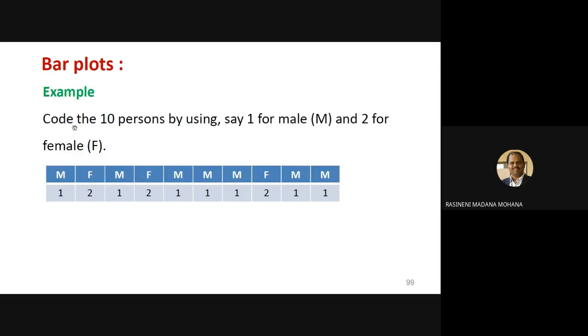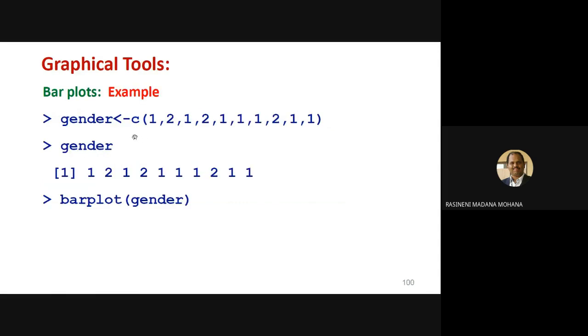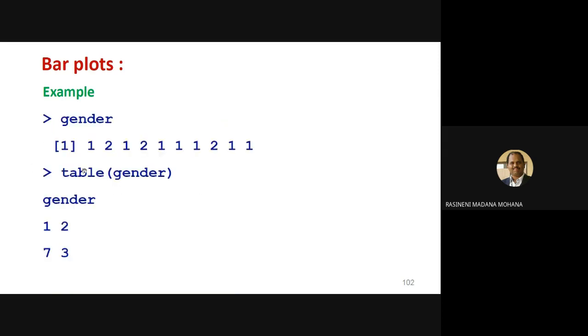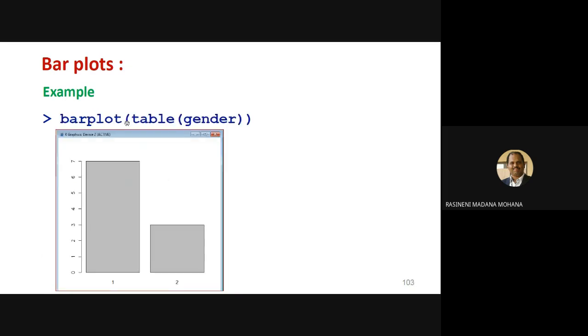For example, with the same data set that we created, the 10 observations with a male-female combination, you can take the gender vector. Now you can apply the bar plot of this gender vector. Simply use barplot of gender. Now this is the bar plot for each category. So the bar is created. Now for absolute frequency, use table of gender. Then you can apply barplot of table of gender. Now this is the bar plot.